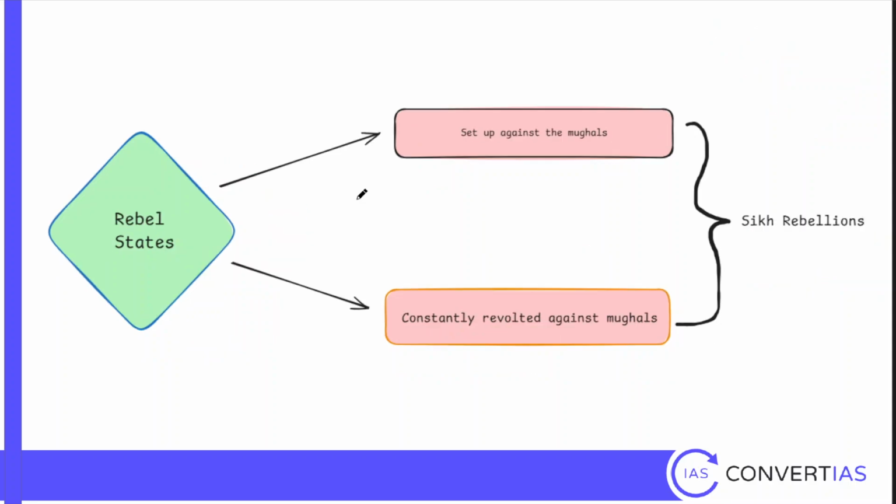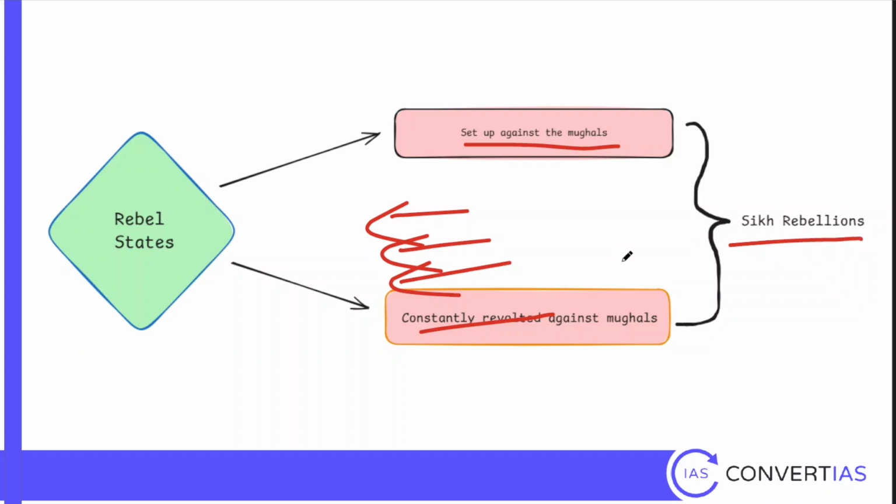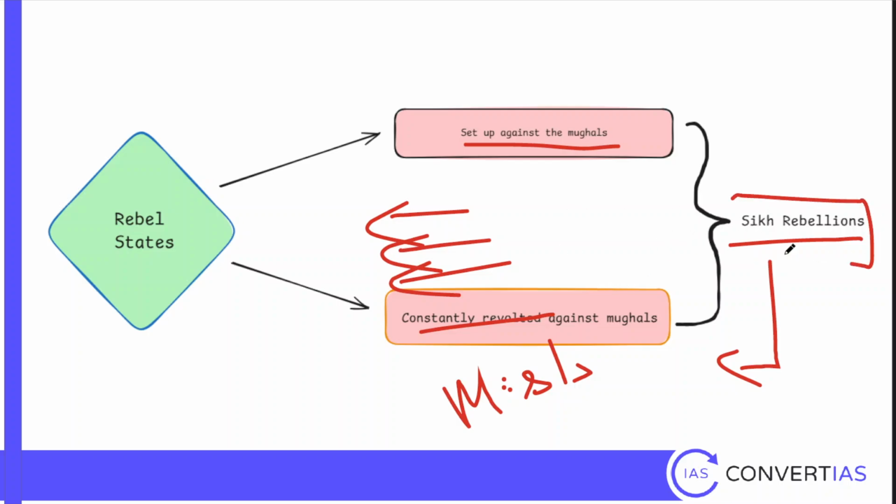Now, rebel state, I've already given you an idea. They constantly revolted against the Mughals. And sometimes it was set up against the Mughals themselves. The other states, one accepted, one didn't care, and one constantly rebelled. For example, the Sikh rebellions. Remember the case of Arjun Singh, the Sikh gurus, and Aurangzeb and other rulers executing the Sikh gurus. All these are part of the rebellions that took place.